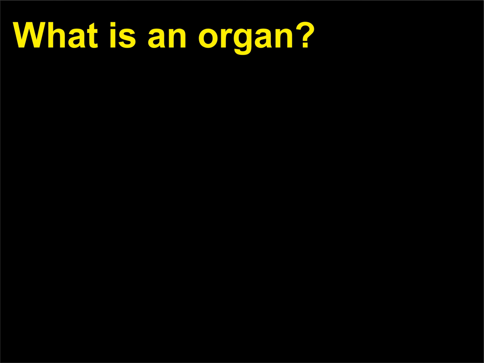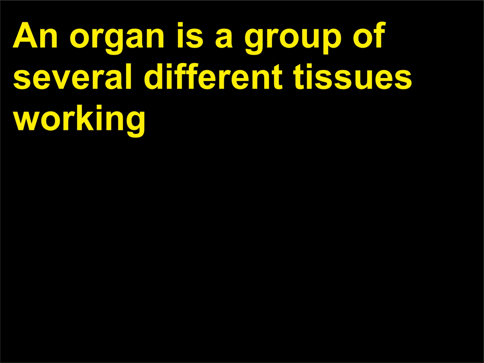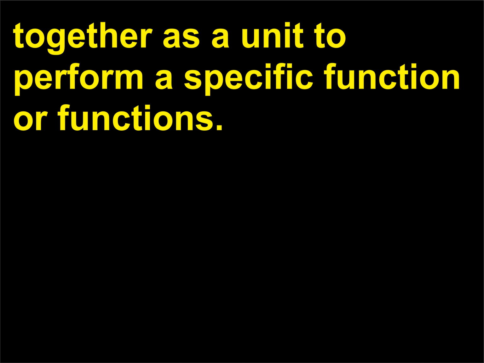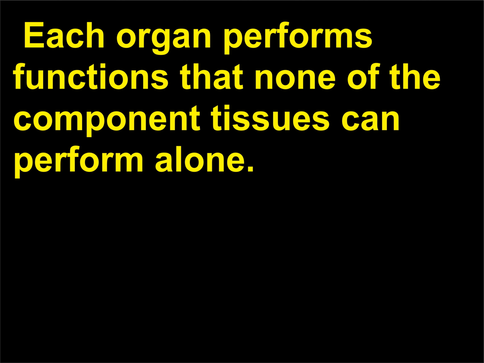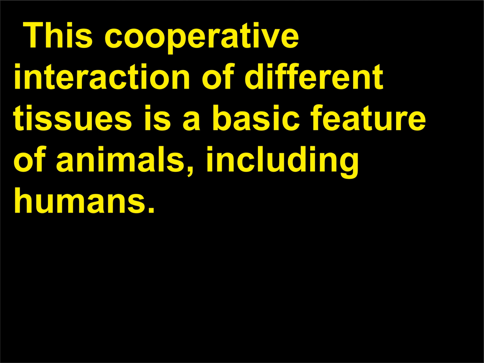What is an organ? An organ is a group of several different tissues working together as a unit to perform a specific function or functions. Each organ performs functions that none of the component tissues can perform alone. This cooperative interaction of different tissues is a basic feature of animals, including humans.